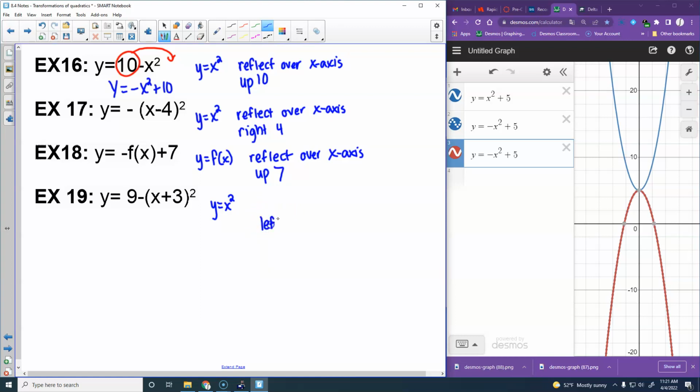Left. Go opposite direction. So on your x-axis, positives are over here on the right, negatives are on the left. It goes the opposite direction of the sign, so it's going to go left 3. All right, what else?